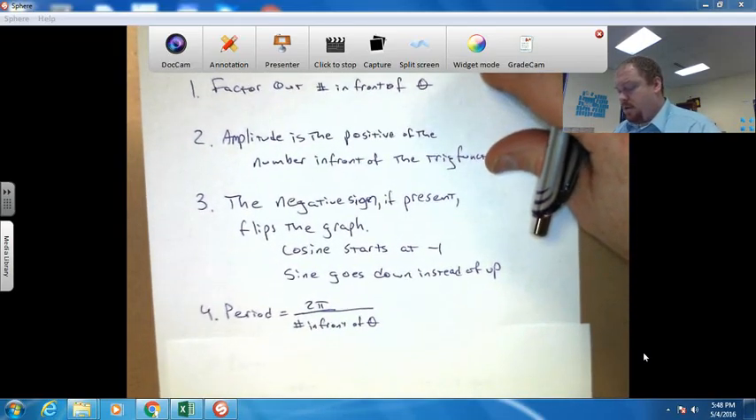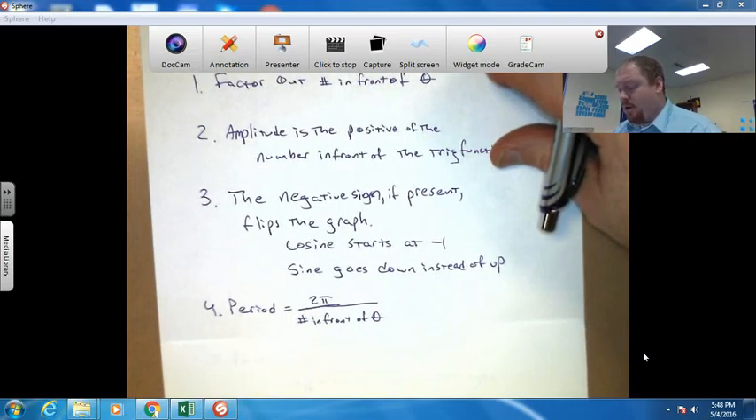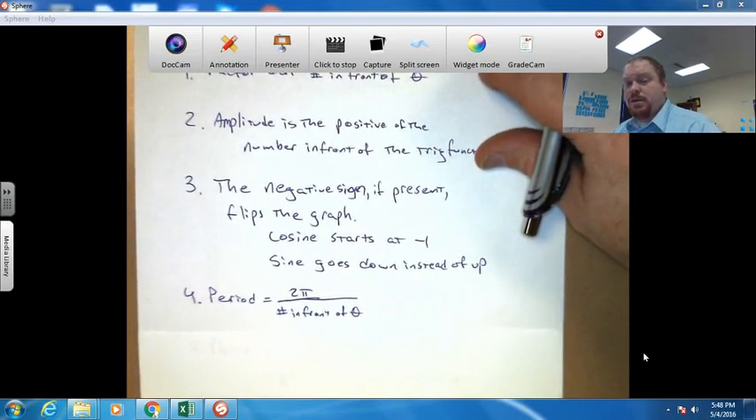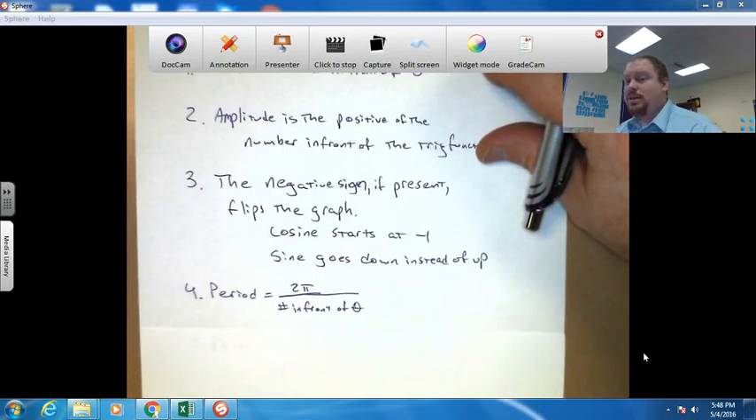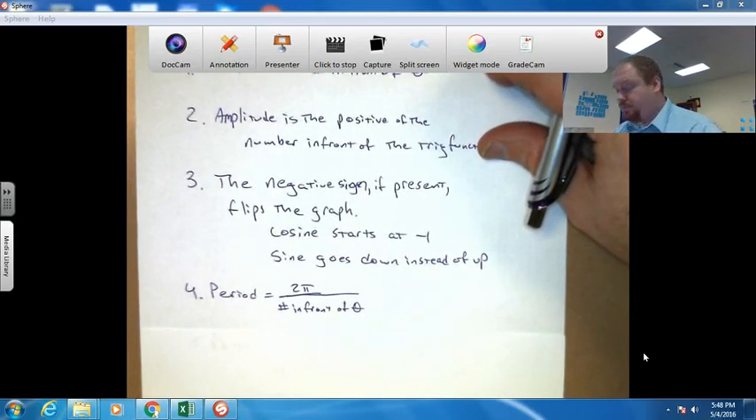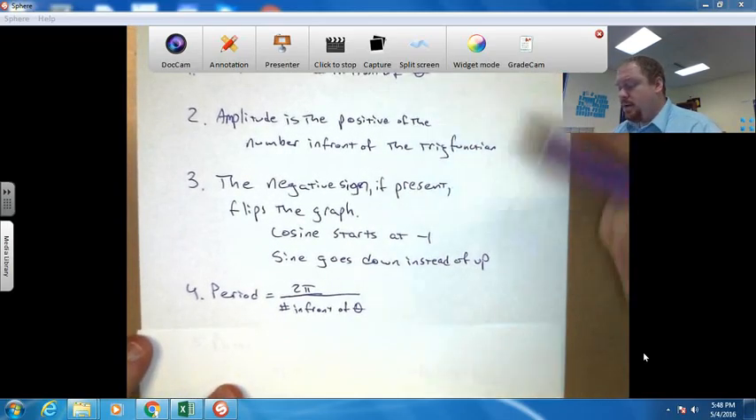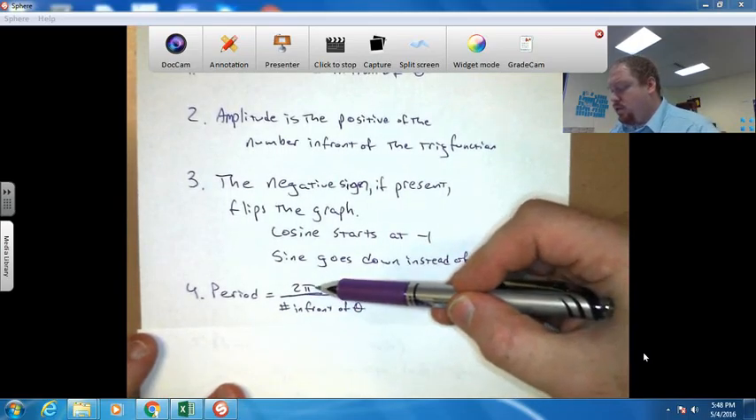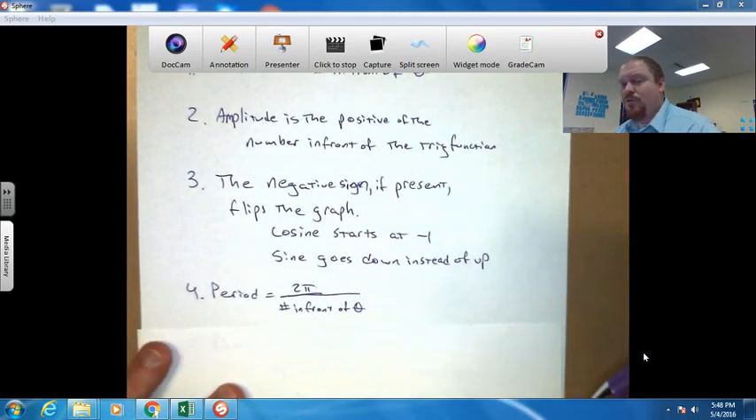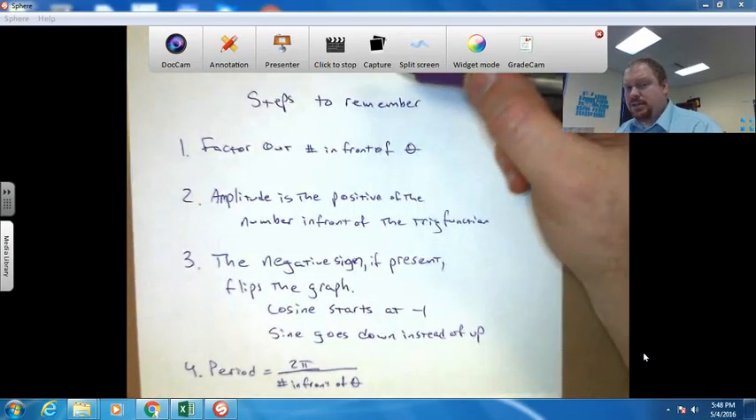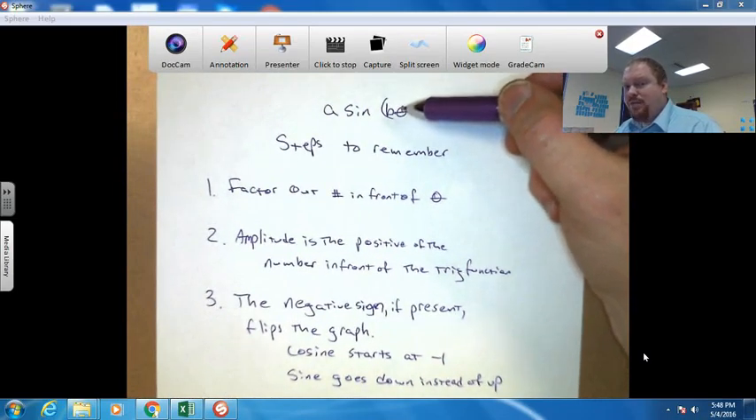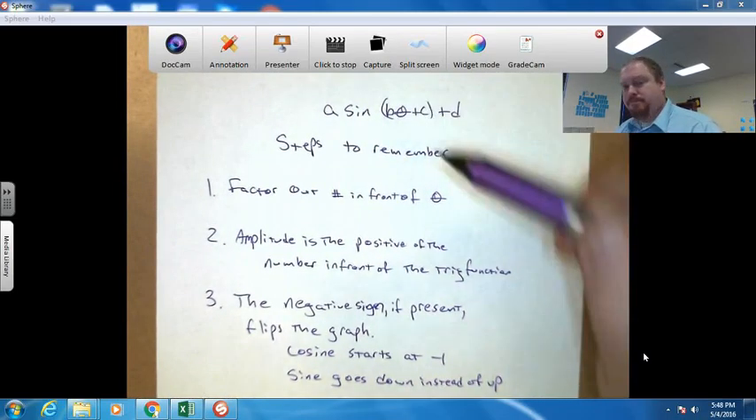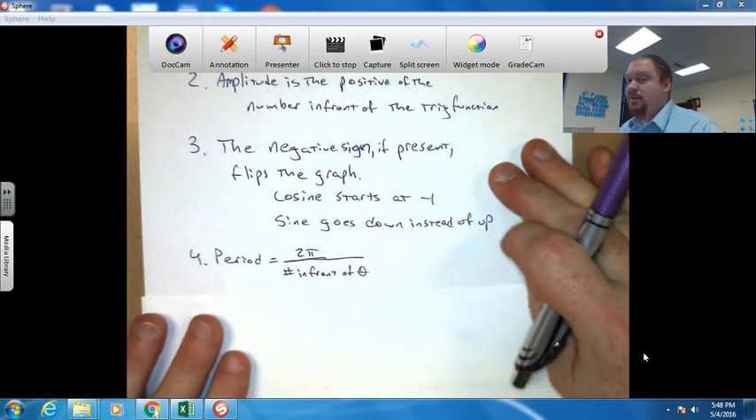For step 4, we need to determine the period. That is how quickly the graph will repeat itself. So you're going to take 2 pi divided by the number in front of theta. In this case, it would be 2 pi divided by b. Leave it as a fraction.